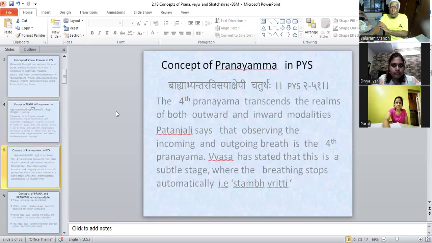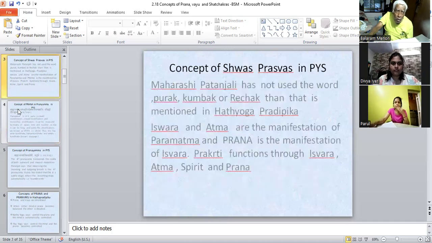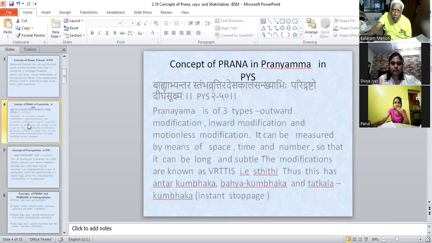Next, Bahya Abhyantara Vikshepi Chaturthah. The fourth pranayama transcends the realms of both outward and inward modalities. Patanjali stated, observing the incoming air is the fourth pranayama. Vyasa stated, one minute. We have missed, I think. And the fourth is Bahya Abhyantara Stambha Vrittih Desha Kala Sankhyabhih Paridrishto Dirgha Sukshmah. Prana is of three types: outward modification, inward modification, motionless.